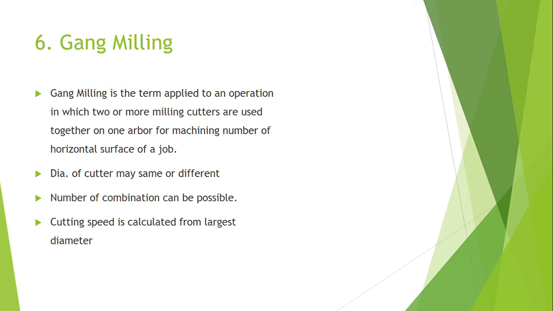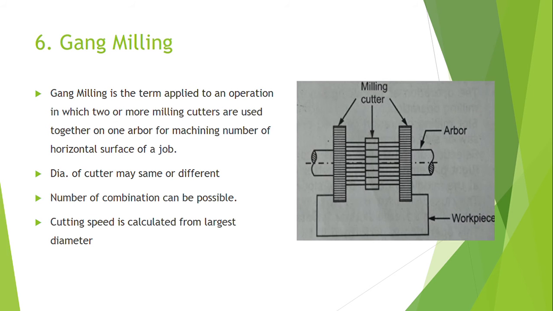The next one is gang milling. Gang milling is the term applied to the operation in which two or more milling cutters are used together on one arbor for machining a number of horizontal surfaces of the job. You can see more than one cutter, it may be two or three.